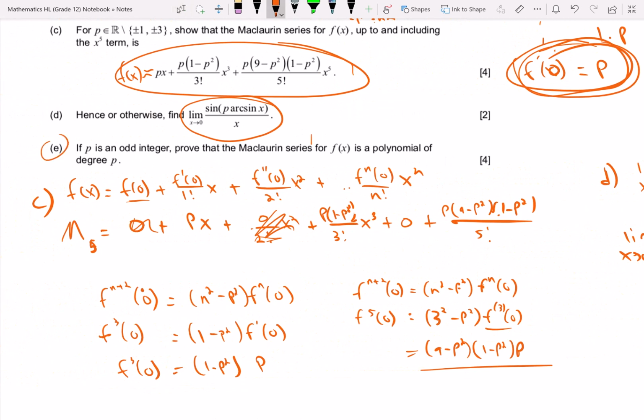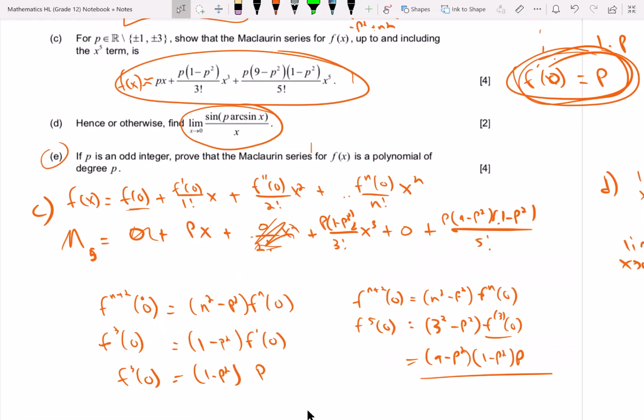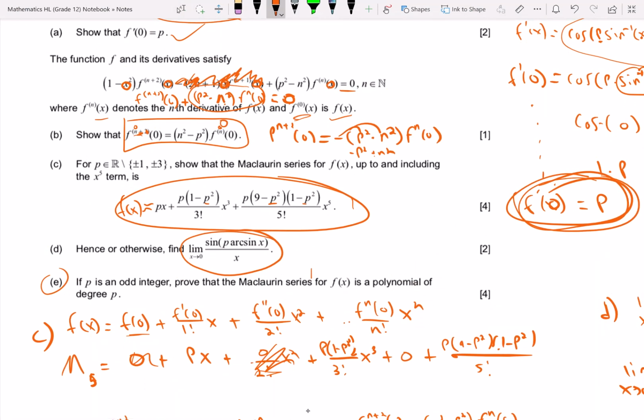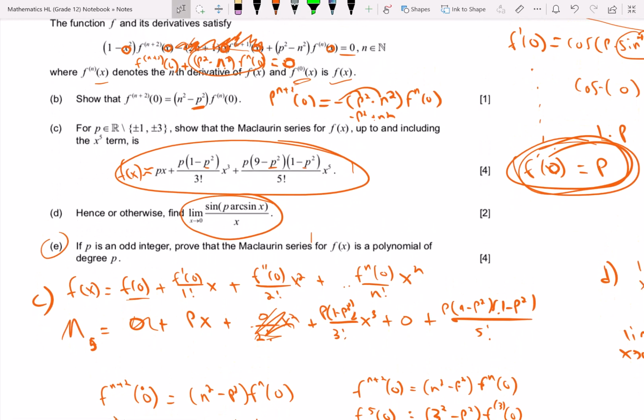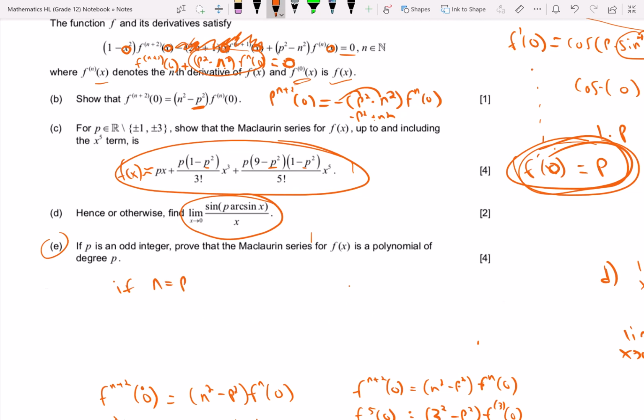If p is an odd integer, prove that the Maclaurin series for f of x is a polynomial of degree p. Okay, so let's think about what p is, right? P is this number here, which also showed up here, right? And so what we want to think about is what happens if n equals p, right? What happens when n equals p? So if n equals p, let's think about what happens to this.